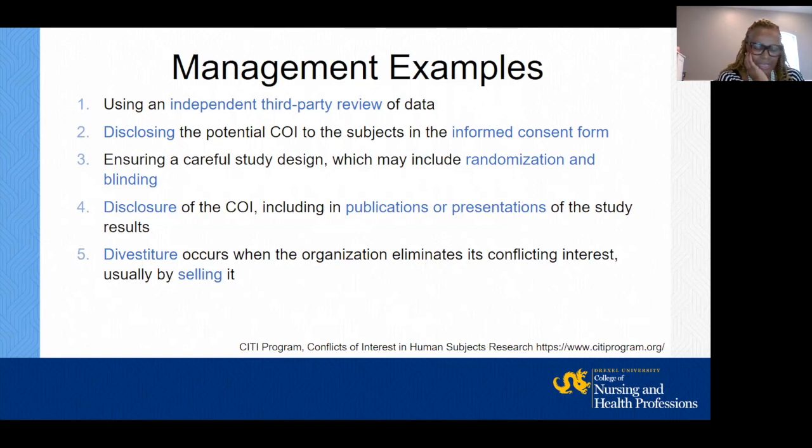Management examples. So I looked at this list of 5 and I said, okay, well, let me think, what's the most important to us? It is important as a part of the management plan recommendations that the researcher discloses on the patient consent form that they have a COI, an FCOI to report. It is important that they include disclosure on all publications and presentations of the study results. And then I looked at number 1, which says use an independent third-party to review data. That is something that we are implementing more now than we have in the past. And this is under the new process that Heather Skinner has implemented.